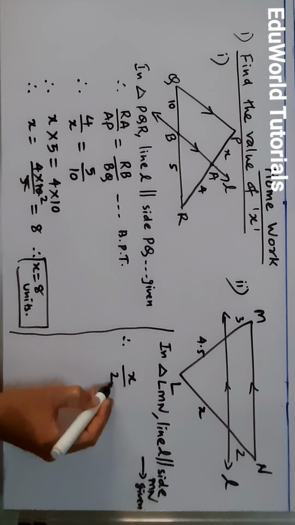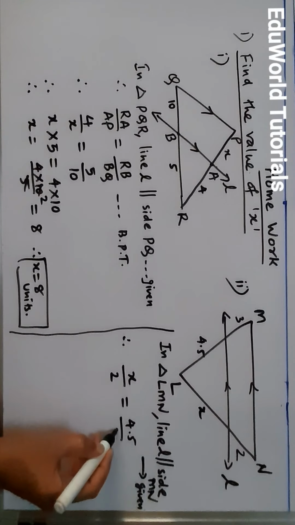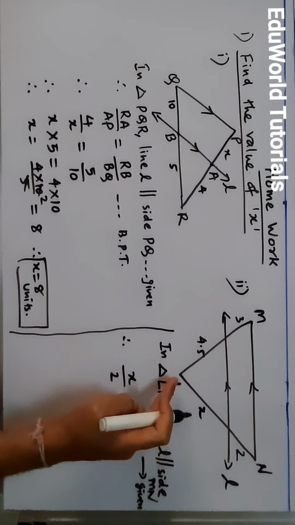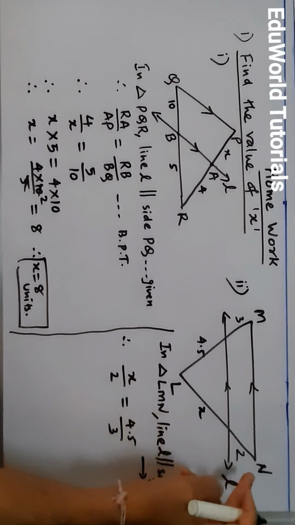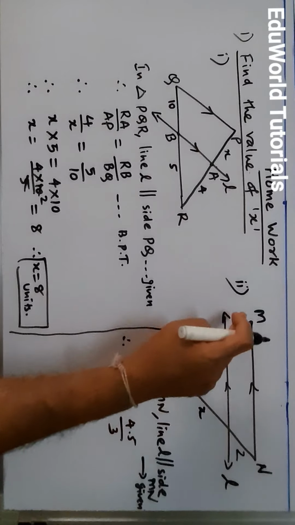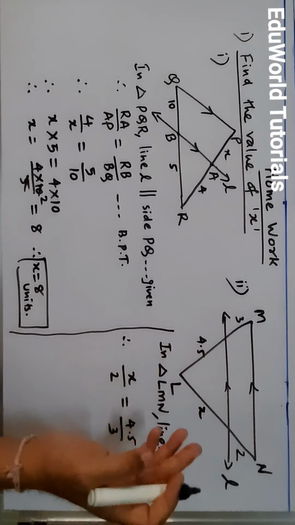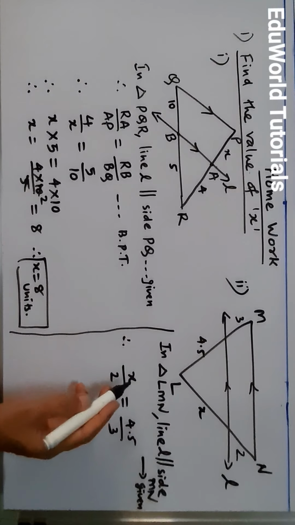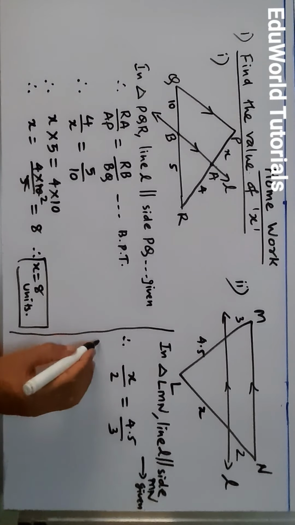Therefore x upon 2 is equal to 4.5 upon 3. Please be very careful. This by this is equal to this by this. X by 2 is equal to 4.5 by 3, and not x upon 2 is equal to 3 upon 4.5. That way you cannot do. So I have written in order. X upon 2 is equal to this. Now how to get x?